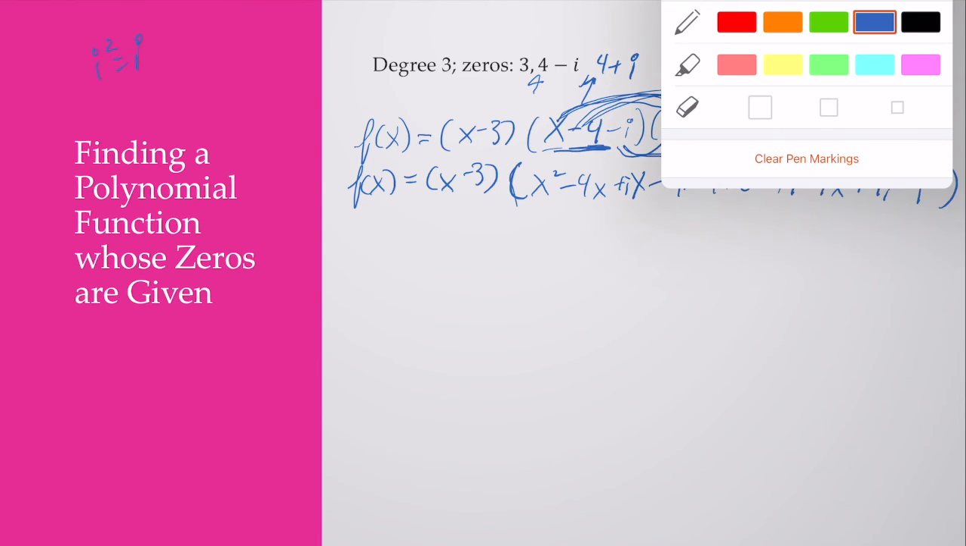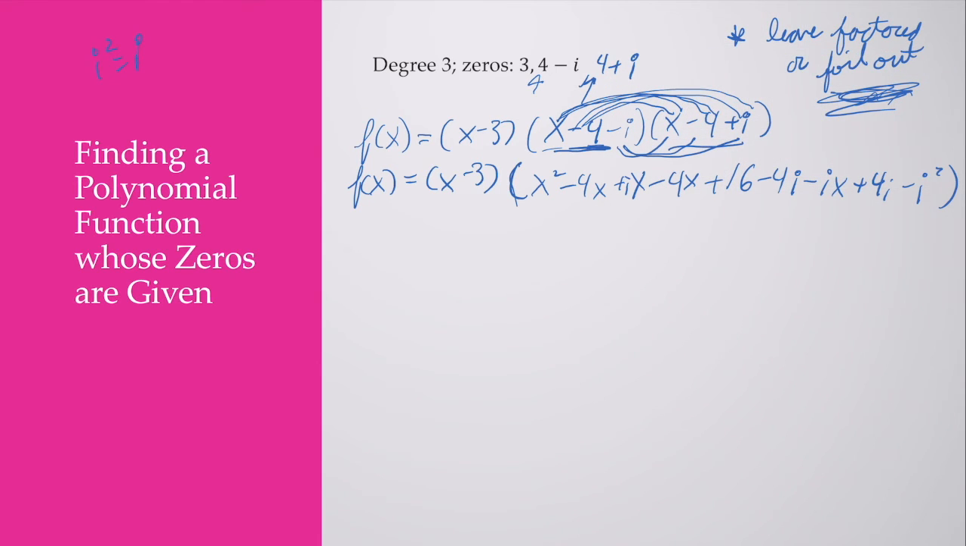So let's look at all the things that cancel out. So I've got x squared, then I've got minus 4x minus 4x, that's the only x terms because these ix's and this minus ix cancel, so I have minus 8x. Then I have a negative 4i and a positive 4i that cancel. That leaves you with 16 minus i squared. i squared is negative 1. So minus a negative 1 is plus 1. So that gives me plus 17 times x minus 3.